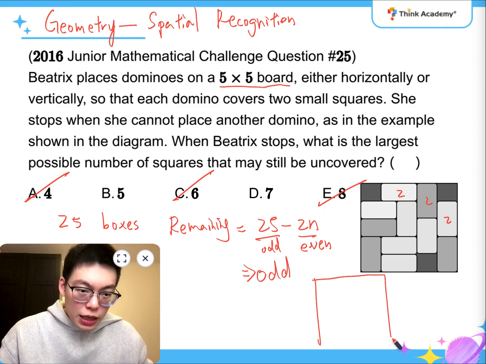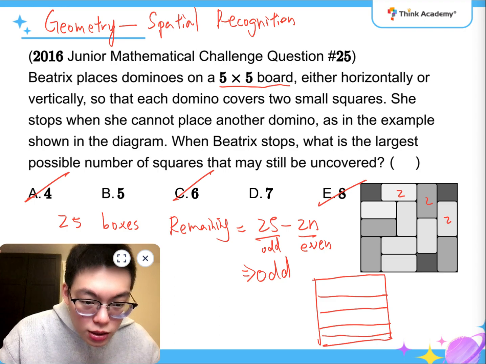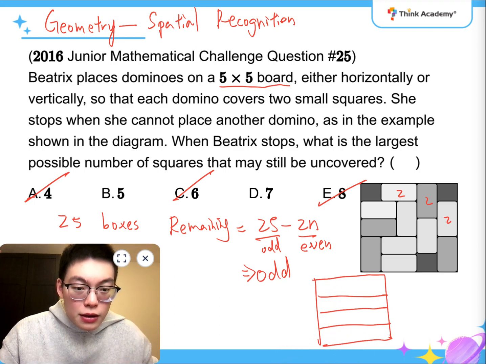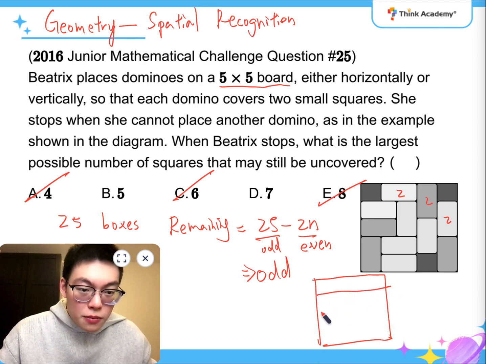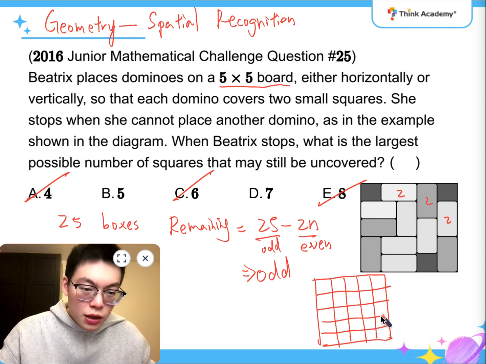So probably I can draw a little bit of a 5 by 5 grid there. Oh, is that too much? 1, 2, 3, 4. Oh. Yeah, probably that's not the best drawing I can do. So 1, 2, 3, 4. 1, 2, 3, 4. Okay, so now I have a 5 by 5 grid.